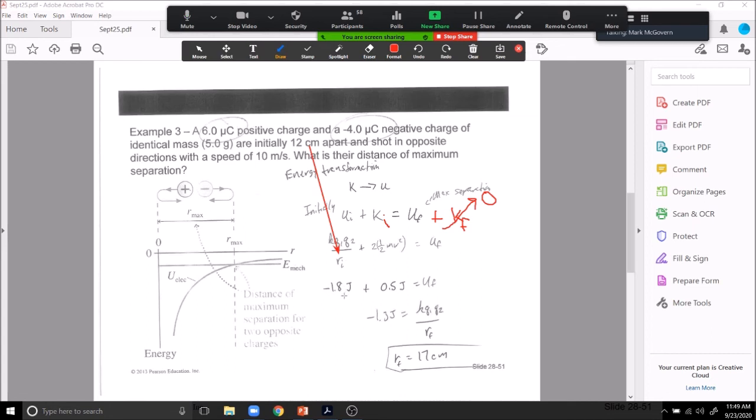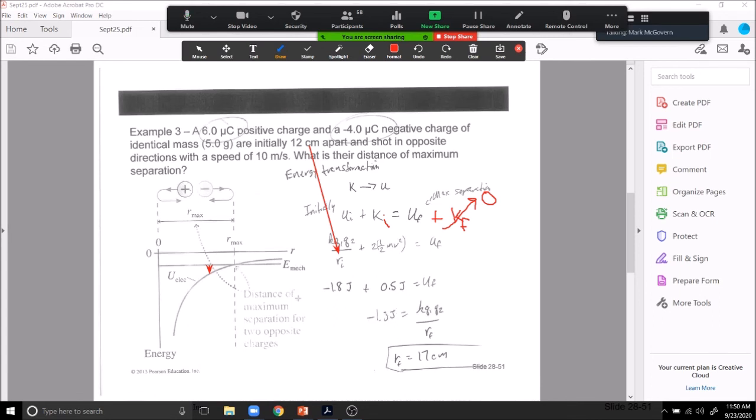What's the kinetic energy? I've got two particles of the same mass, so I'm just going to double the kinetic energy of one. I put this initial speed and the masses in there, and I get half a joule. So when you add all those up, we end up with a negative energy that's a little bit smaller in magnitude, negative 1.3 as opposed to negative 1.8. That's telling us that we are somewhere maybe here on that curve. The total mechanical energy is negative still.